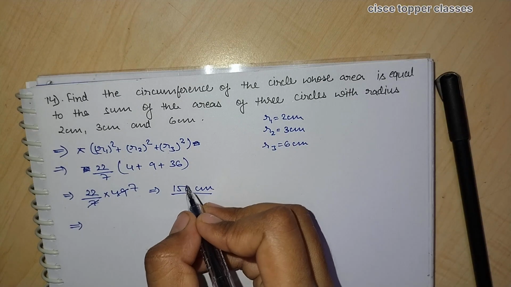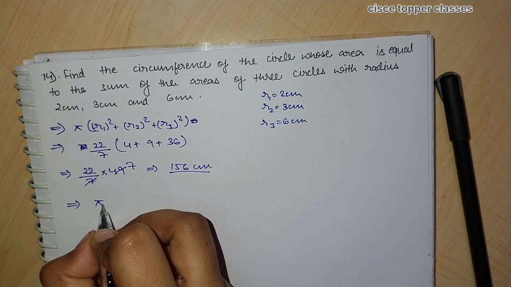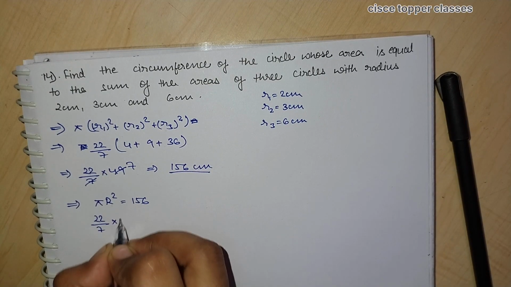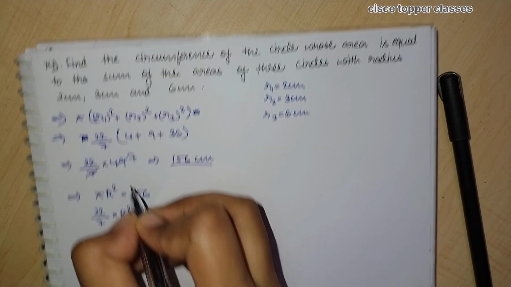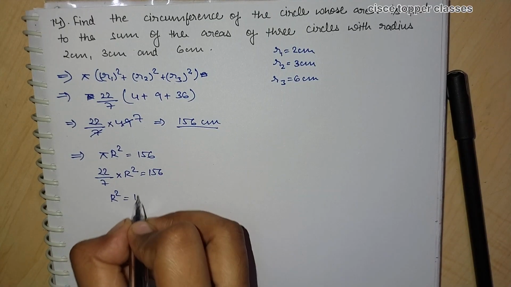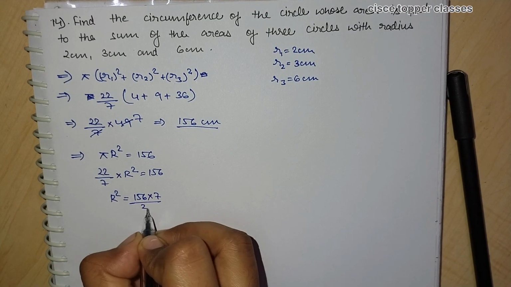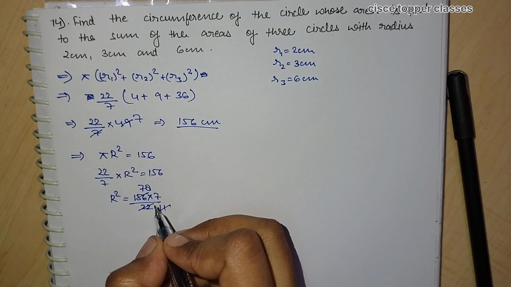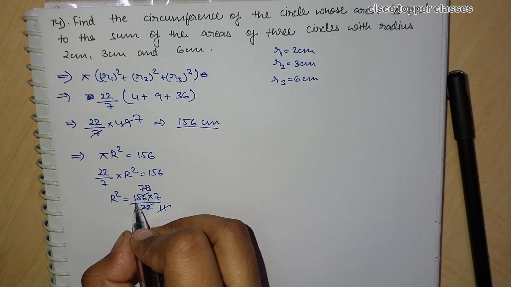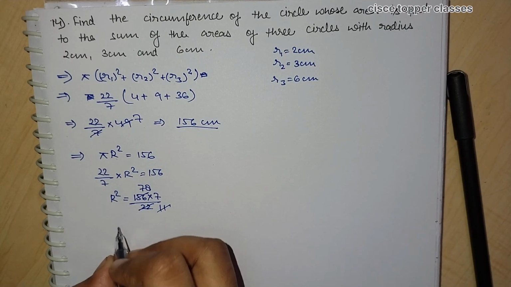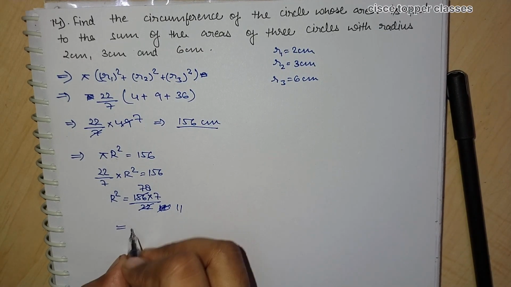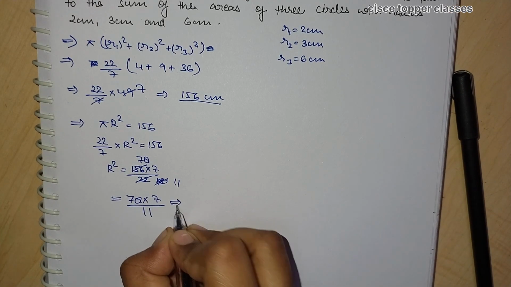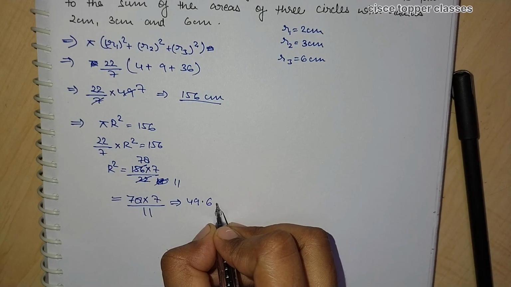And now if this is the area of the one circle only, we can write the area as pi r square equal to 156, means 22 by 7 into r square equal to 156, means capital R square will be 156 into 7 divided by 22. So 78 here, and if we take 78 into 7, this will not cancel out, so 11. 78 into 7 divided by 11. So here we can write it as 49.